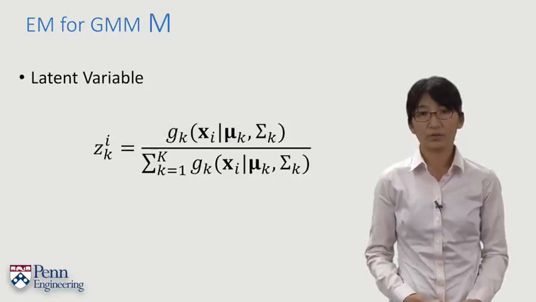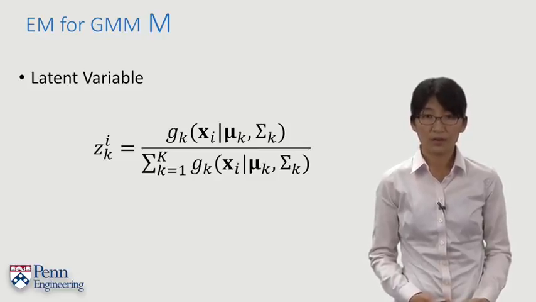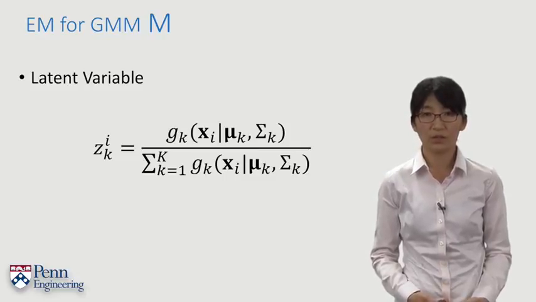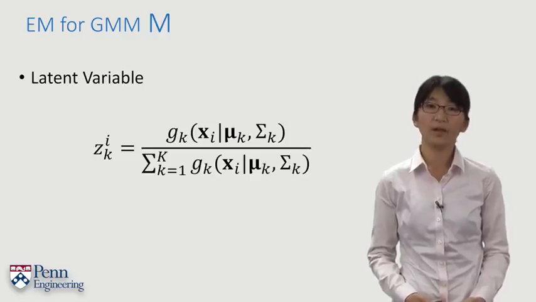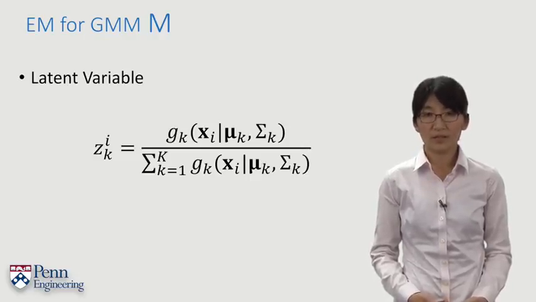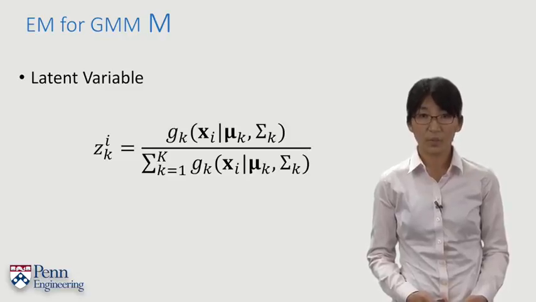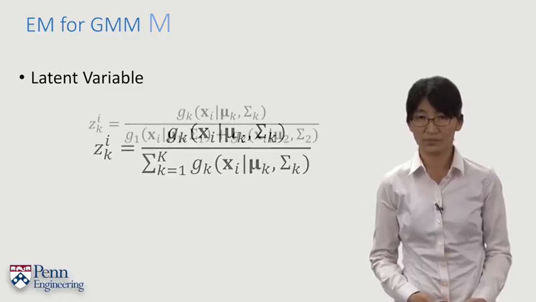So now let's turn to the new variable z. The latent variable z of the ith point with respect to the kth Gaussian is defined as the relative ratio of the kth Gaussian density at that point. Essentially, z indicates the probability that the ith point is generated from the kth Gaussian component.